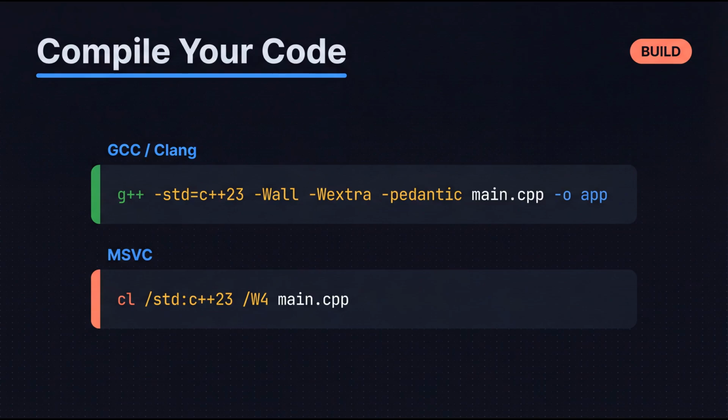For MSVC on Windows, the command is cl /std:c++23 /W4 main.cpp. W4 is MSVC's equivalent of Wall and Wextra.